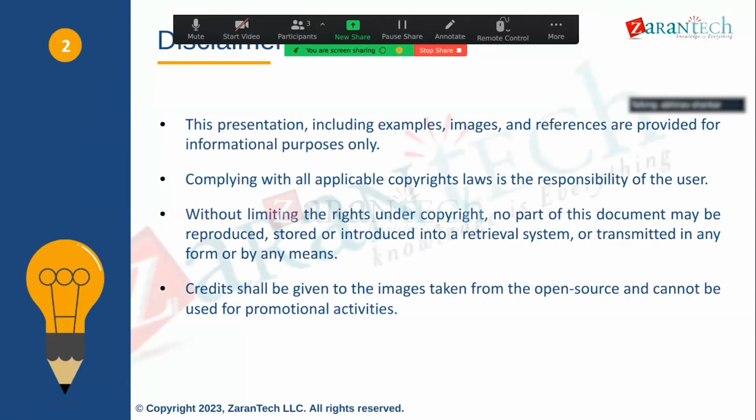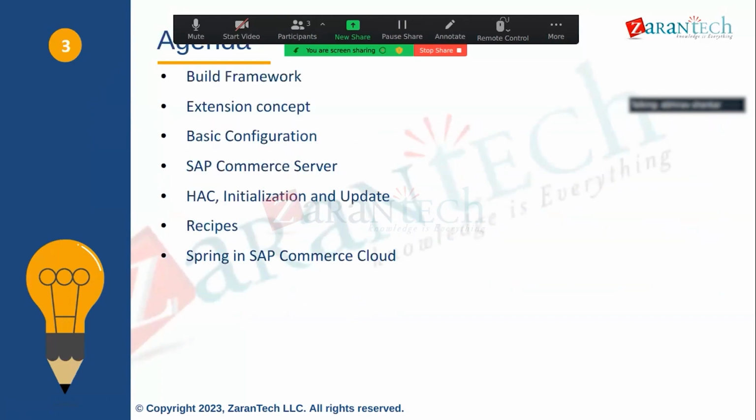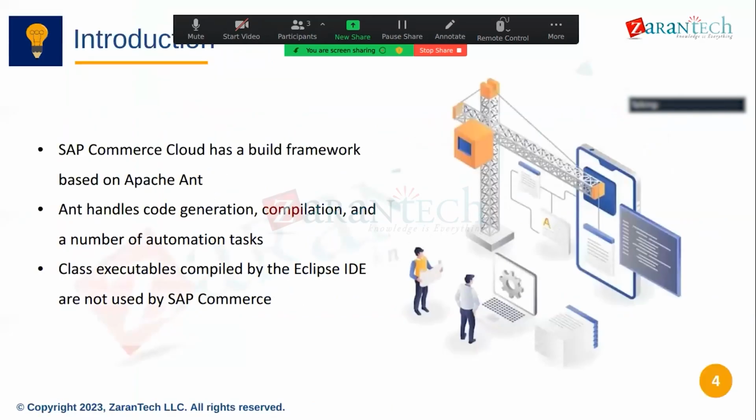This is a disclaimer, so we will stay here for 5 seconds only. Okay, I will move forward. So as you have seen, build framework, extension concepts, basic configuration, local extensions XML, HAC, recipes, Spring configuration. This is the slide for that. So in this, the build framework in SAP Commerce is basically based on Spring and Apache Ant for building and automation and everything.